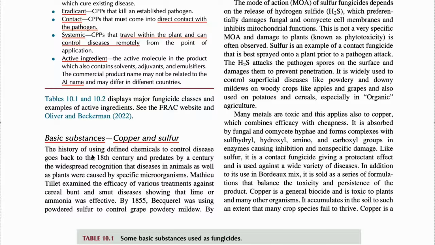Now the history of using defined chemicals to control disease goes back to the 18th century and predates by a century the widespread recognition that diseases in animals as well as plants were caused by specific microorganisms. Matthew Tillett examined the efficacy of various treatments against cereal bunt and smut diseases, showing that lime or ammonia was effective.